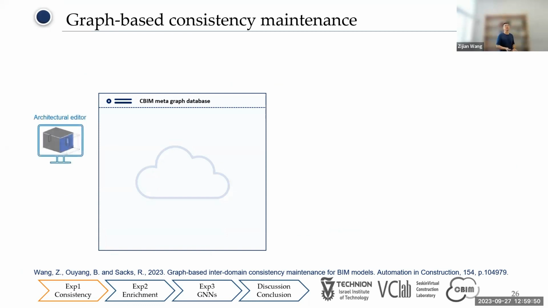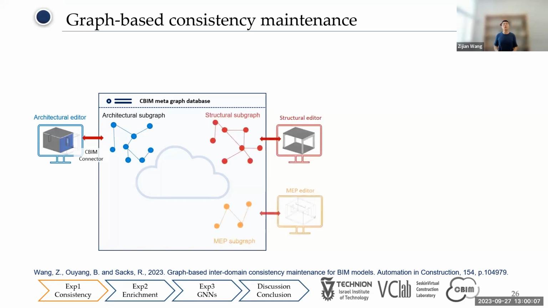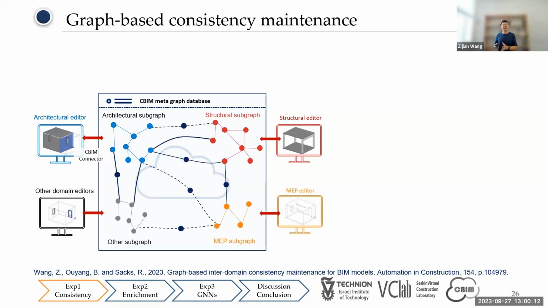Users design their models in local software. Then we use the C-BIM connector to retrieve the information from the local software and send it to the cloud server. Then the cloud server compiles the information into a subgraph. We do the same thing for all the disciplines. Later, we use semantic enrichment algorithms to link those isolated graphs together and form the C-BIM metagraph dataset.